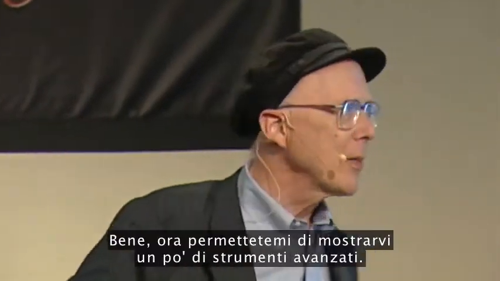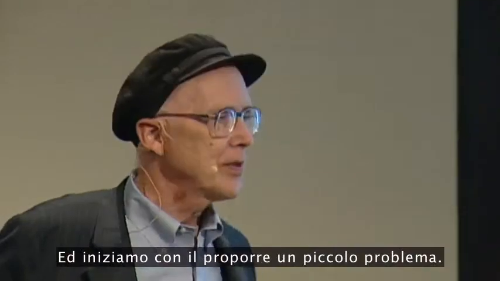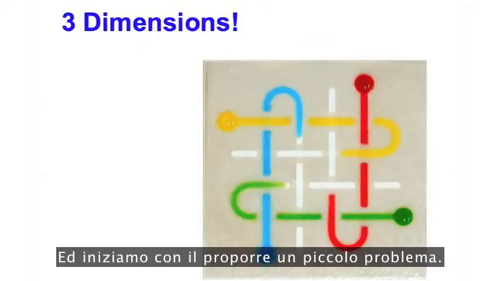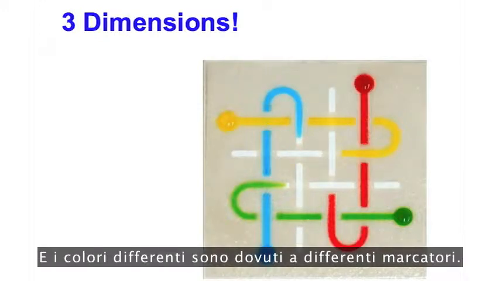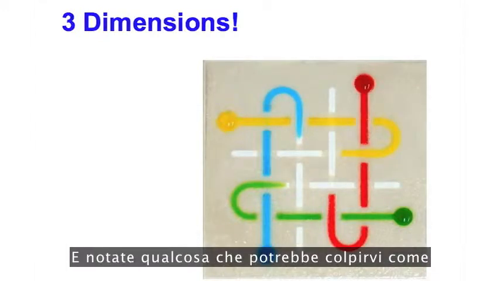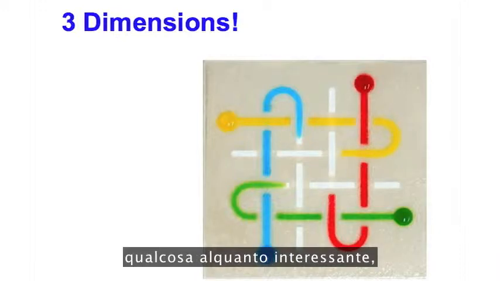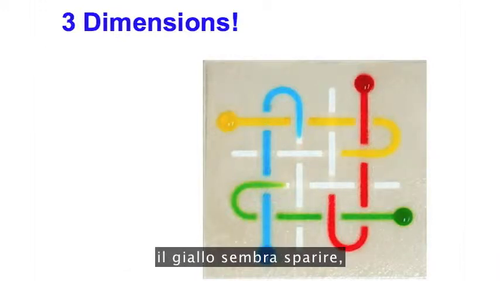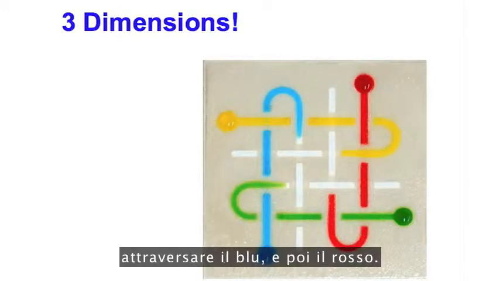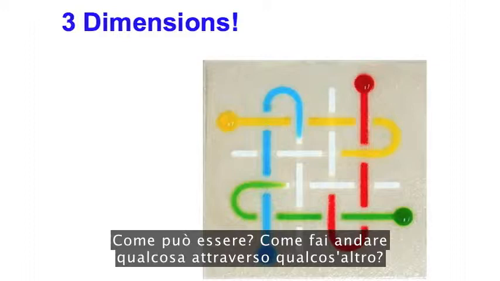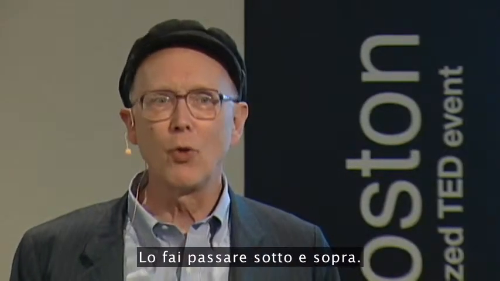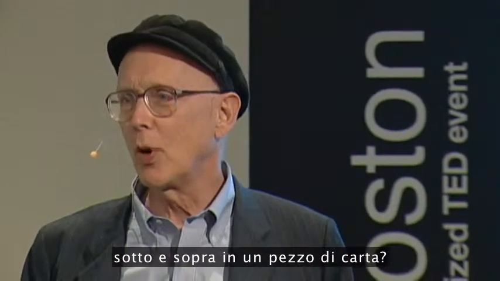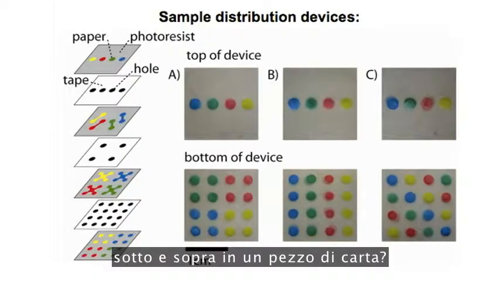All right, now let me show you just a little bit about advanced devices, and we'll start by posing a little problem. What you see here is another centimeter-sized device, and the different colors are different colors of dye. And you notice something which might strike you as a little bit interesting, which is the yellow seems to disappear, get through the blue, and then get through the red. How does that happen? How do you make something flow through something? And of course the answer is you don't. You make it flow under and over. But now the question is, how do you make it flow under and over in a piece of paper?